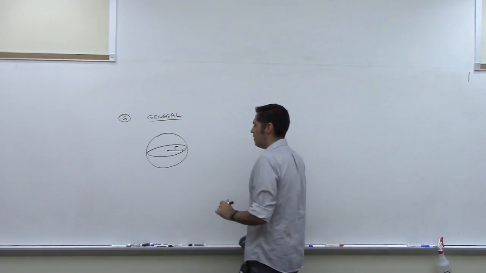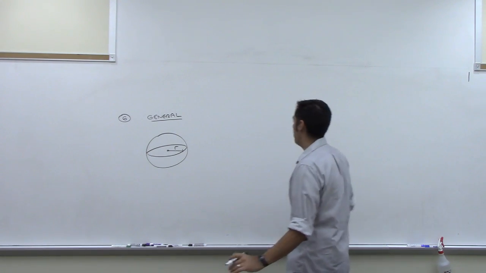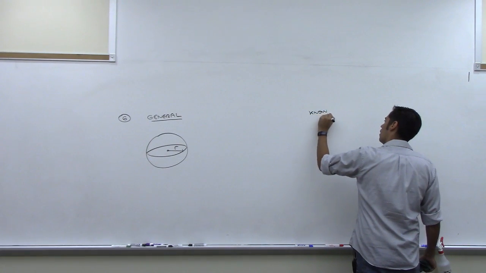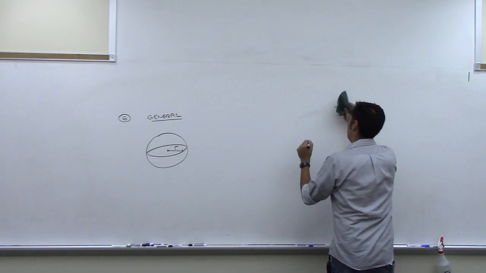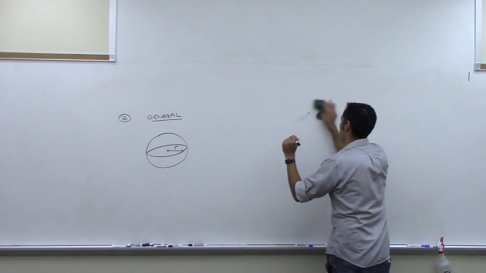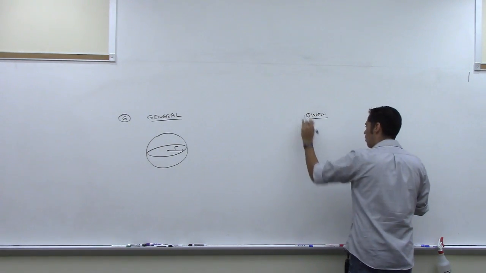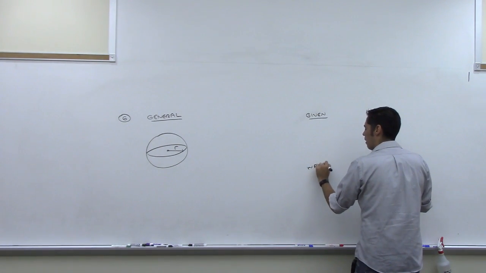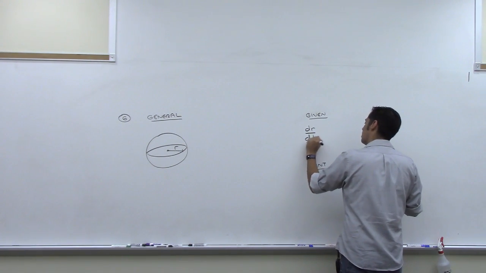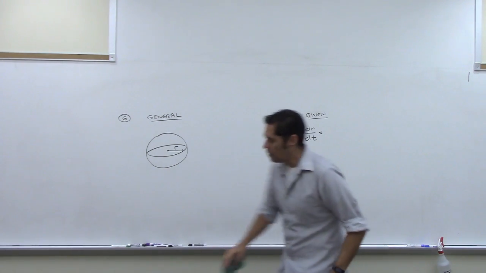It has a radius, and that radius is increasing. That's what it says. It tells me that the radius is increasing at a certain rate, so I'm going to write that down over here. We write down what we're given and what we want, or what we know and what we want. I'm given that the radius is increasing at a rate of 4 millimeters per second.